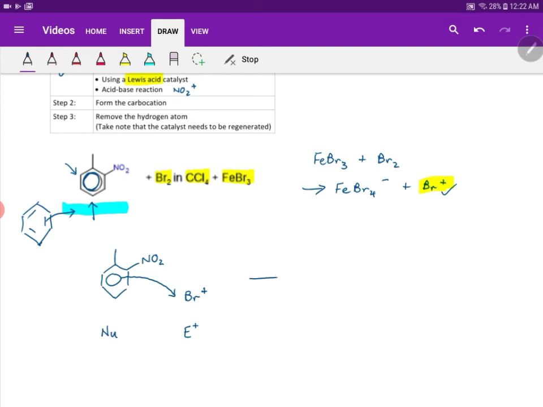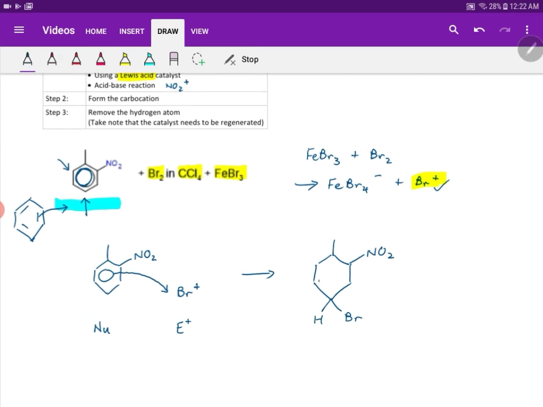So we draw this whole thing first, NO2. Now we are going to add our Br to this position, and this becomes a carbocation ion. Can you see that? So now the carbocation ion is represented by this positive charge in the center.